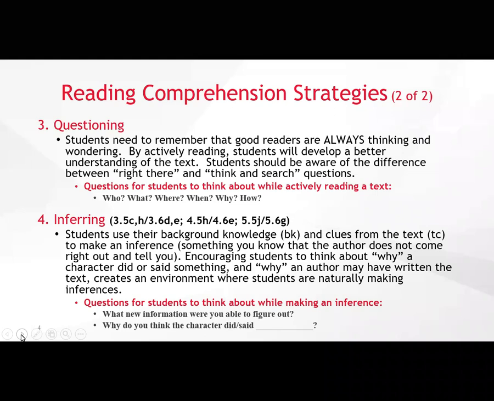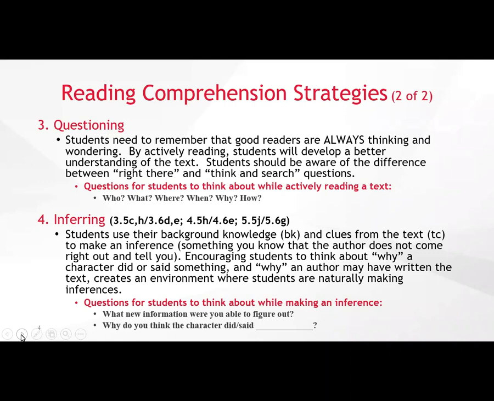And then the last one is inferencing. So when they infer something, students use their background knowledge and clues from the text that the author has given to make an inference. So an inference is just something that the author does not come right out and tell you. And this is really good when we're talking about characterization, character development. We want to encourage our students to think about why a character did something or said something, why an author may have written it a certain way, and then it creates an environment where students are naturally making those inferences.